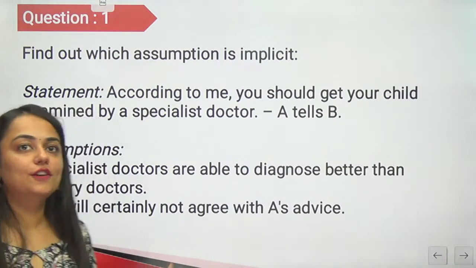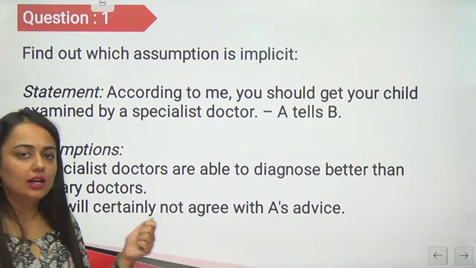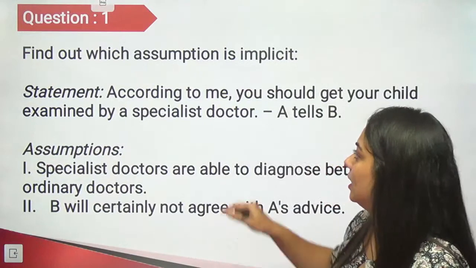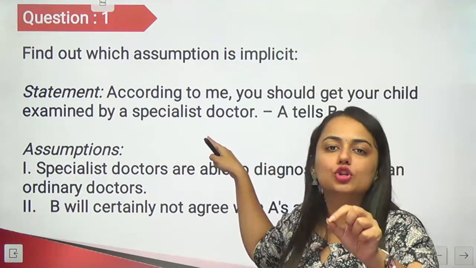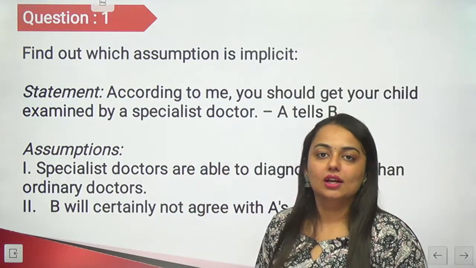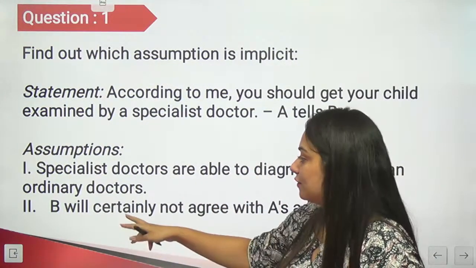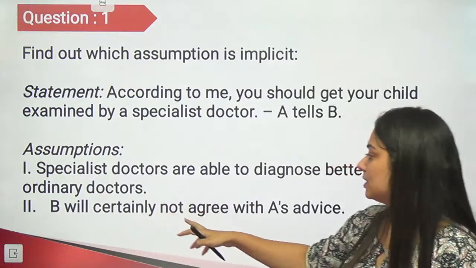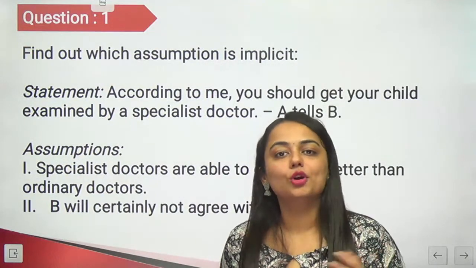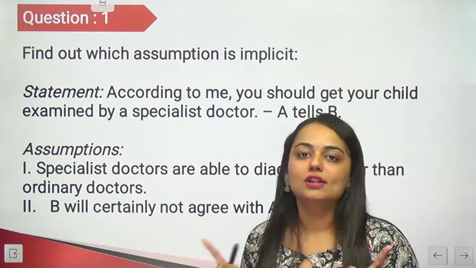Alright, so if we see the first assumption, specialist doctors are able to diagnose better than ordinary doctor. Obviously, because A believes that specialist doctors are better than the ordinary doctor, that is the reason he's particularly mentioned that your child should be examined by a specialist doctor. So yes, this was something that the speaker A assumed before stating this. And if we look at the second option, B will certainly not agree with A's advice. So if A already knows that B is not going to agree, why would he even suggest him something, right? So this is not an implied assumption.